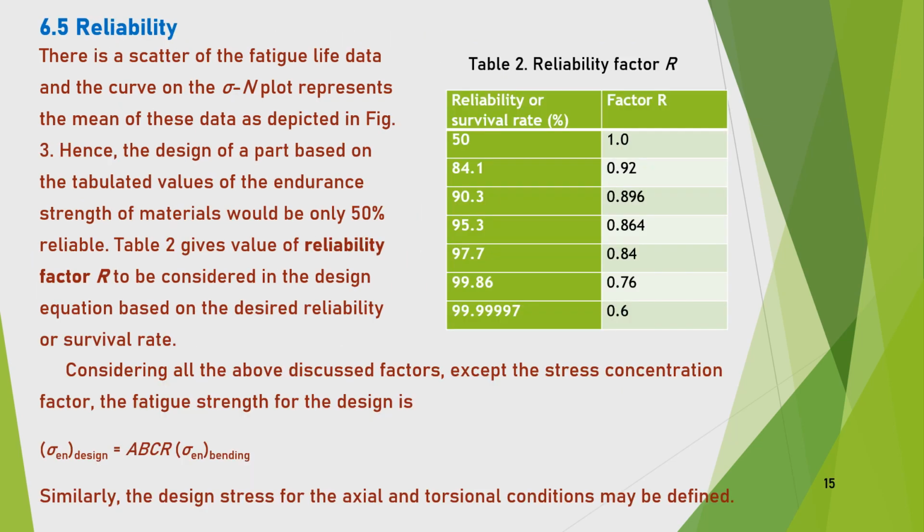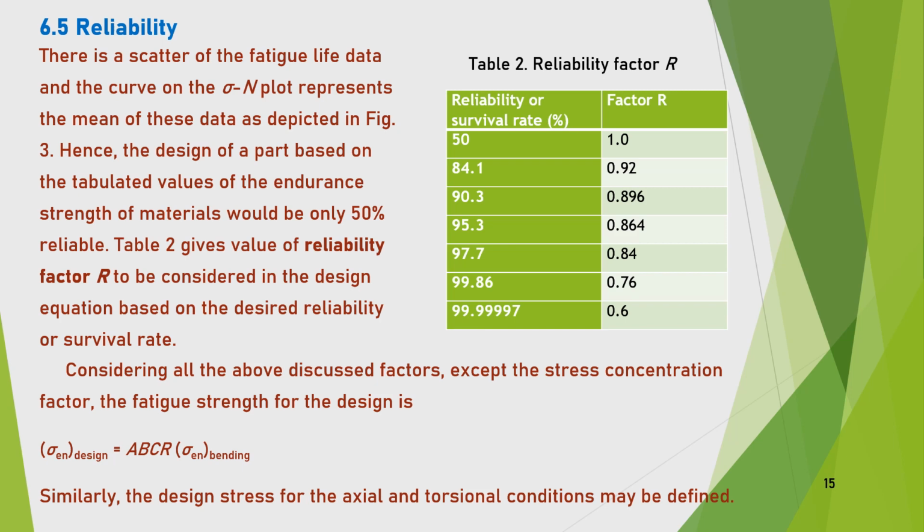There is a scatter of the fatigue life data, and the curve on the sigma-N plot represents the mean of these data as depicted in figure 3 earlier. Hence, the design of a part based on the tabulated values of the endurance strength of the materials would be only 50% reliable. Table 2 gives the value of reliability factor R to be considered in the design equation based on the desired reliability or survival rate. From table 2 it can be seen that for 95% reliability, the fatigue strength must be reduced by about 14% because the factor R is 0.864.